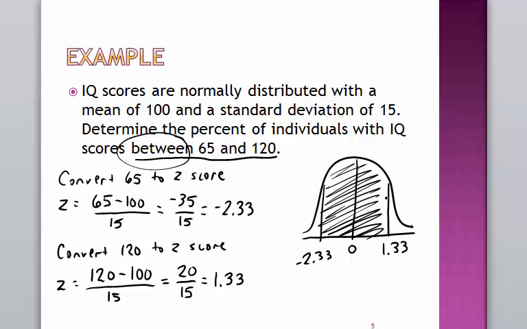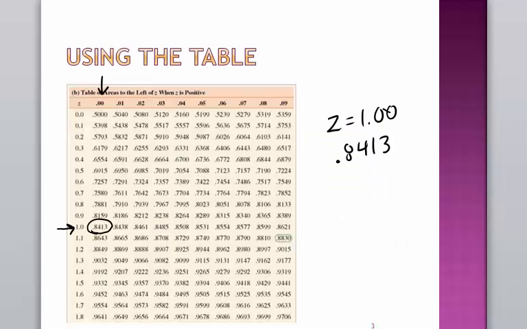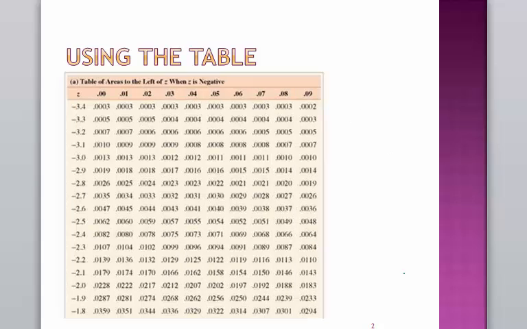All right, so now we need to go to both of our tables, the negative and the positive one, and look up the areas for these z-scores. So let's go first to the negative table. And we're going to be looking up negative 2.33. All right, so negative 2.3 down the left and a 3 in the hundredths place. We'll intersect those 2 and we'll be looking at 0.0099.